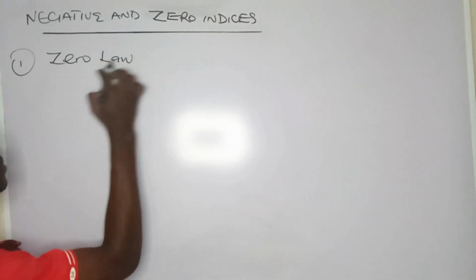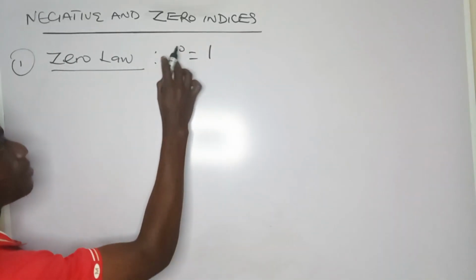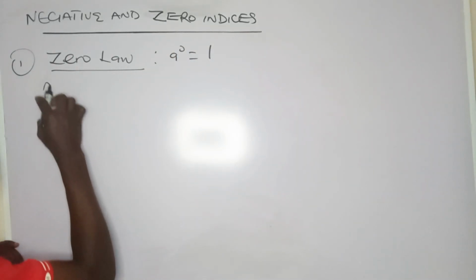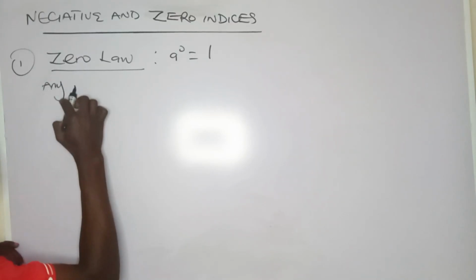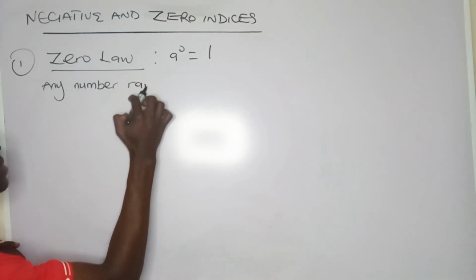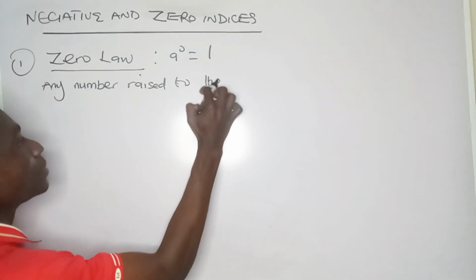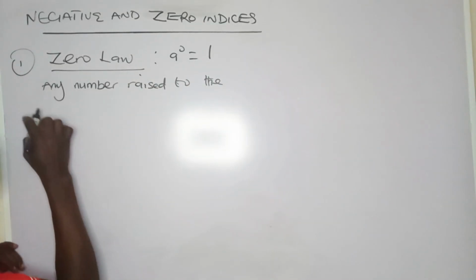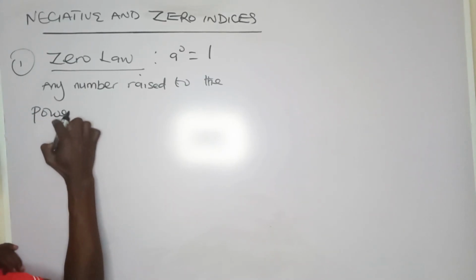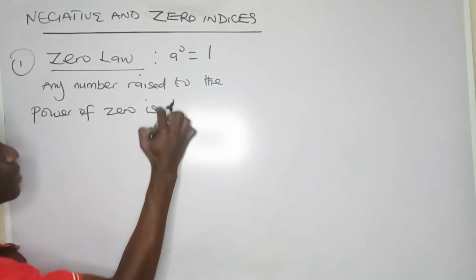The zero law is that a raised to the power of 0 is 1. That is, in other words, any number raised to the power of 0 is 1.